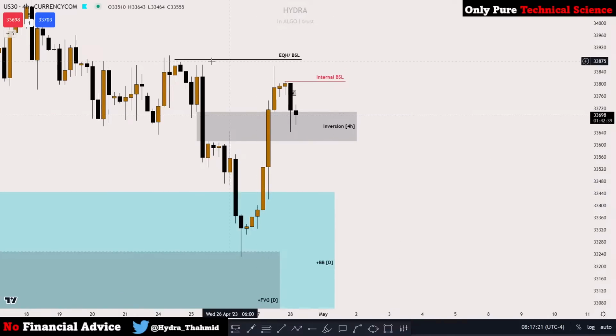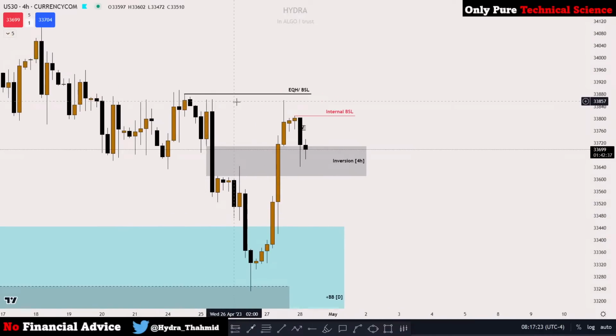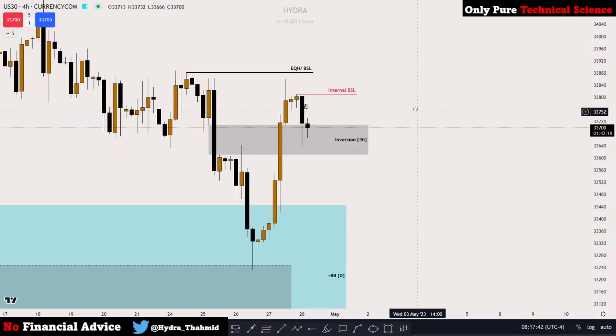We have relative equal highs here that price generated yesterday. This candle's high comes in at 33,863, and then again this candle's high at 33,860, so it's lower than this candle right here. So these two candles are relatively equal highs, and that's what I'm looking at today.